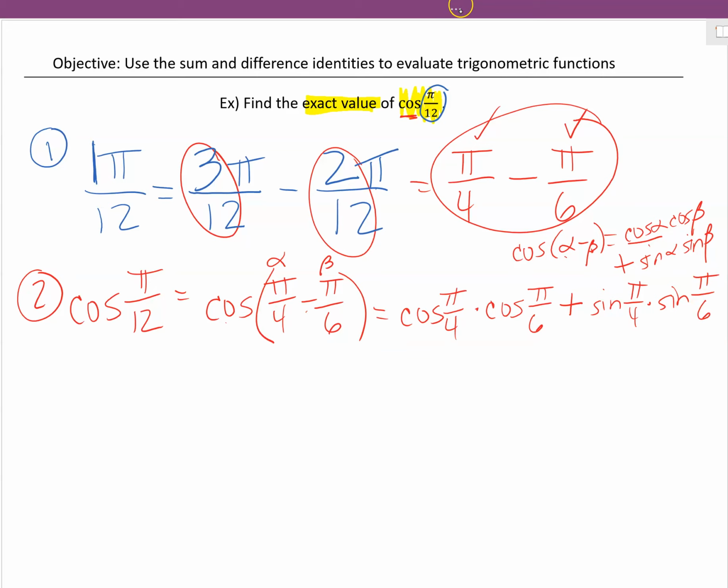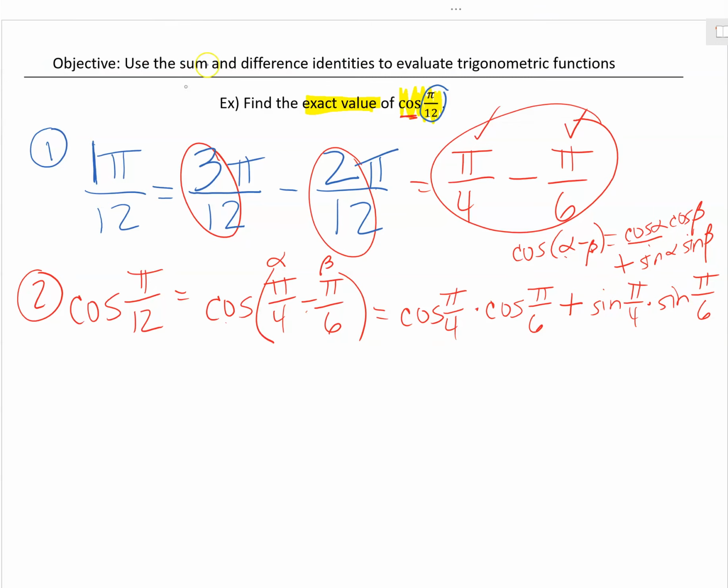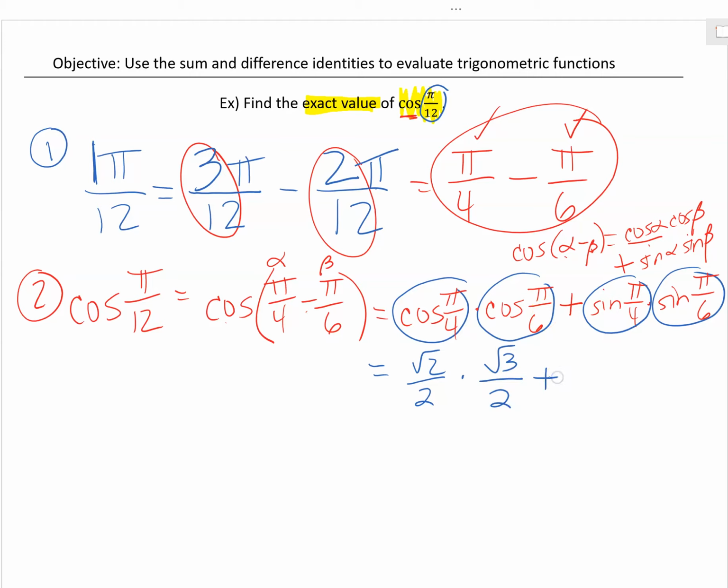So now what I'm looking at doing is using my knowledge of the unit circle, and hopefully again you are getting familiar with that. Now we need to replace each of these four with the value that they're equal to. So we need to know that the cosine of pi 4ths radians is root 2 over 2, times the cosine of pi 6 radians, which is root 3 over 2. Then we have our plus. Sine of pi 4ths radians is root 2 over 2. Sine of pi 6 radians is 1/2.